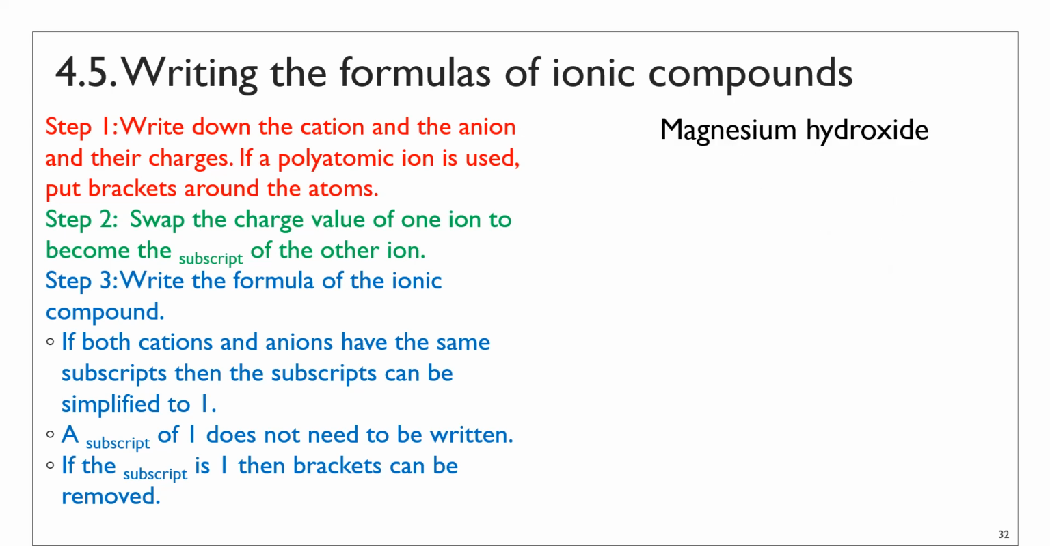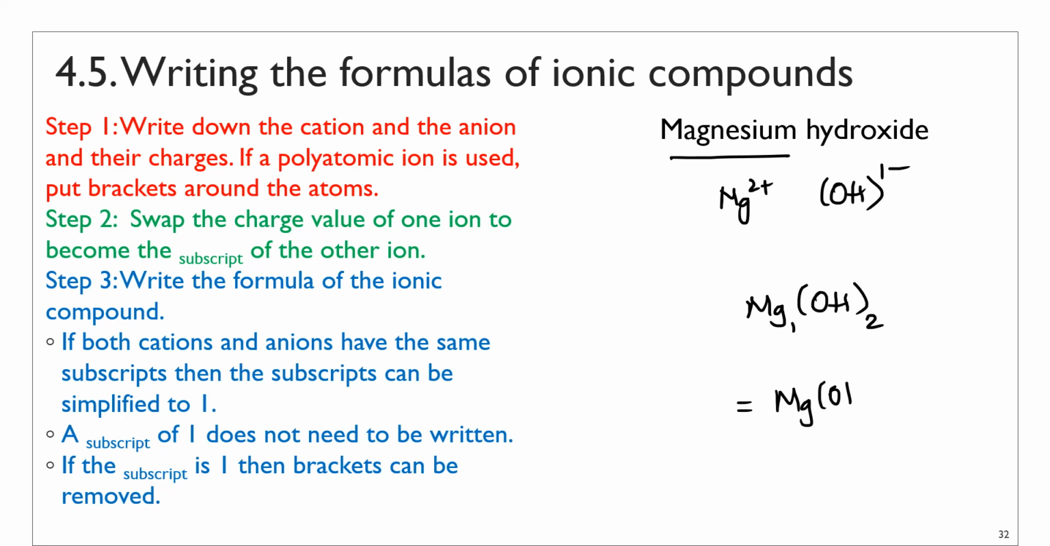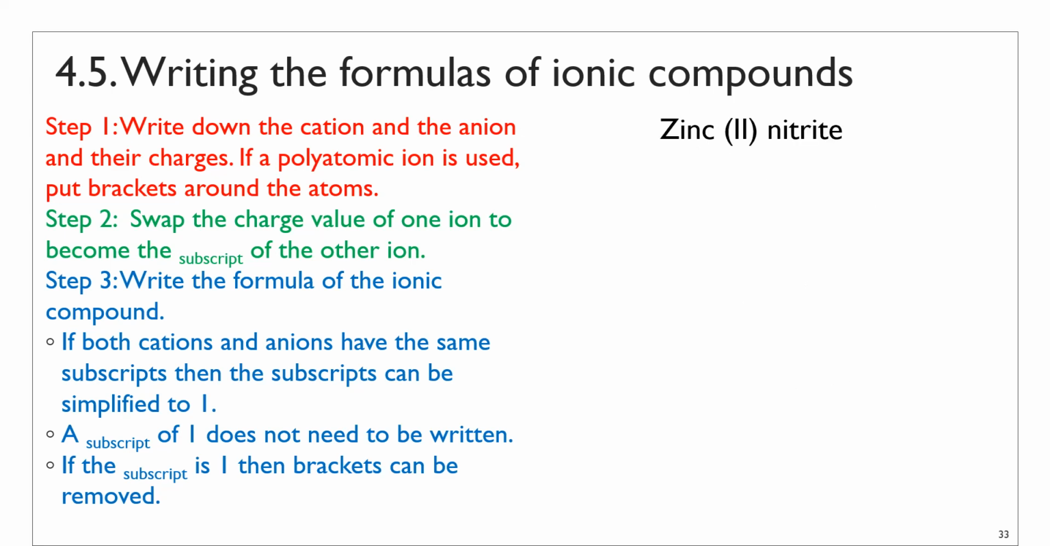Okay. Magnesium hydroxide. Magnesium's in group 2, so Mg2+. Hydroxide is a polyatomic ion. You can find it in the tables, OH, and the charge is 1 minus. So if you swap the charge for the subscript it is Mg1, OH2, and then you tidy it up, just Mg(OH)2. So you don't have to write the subscript if it's 1.